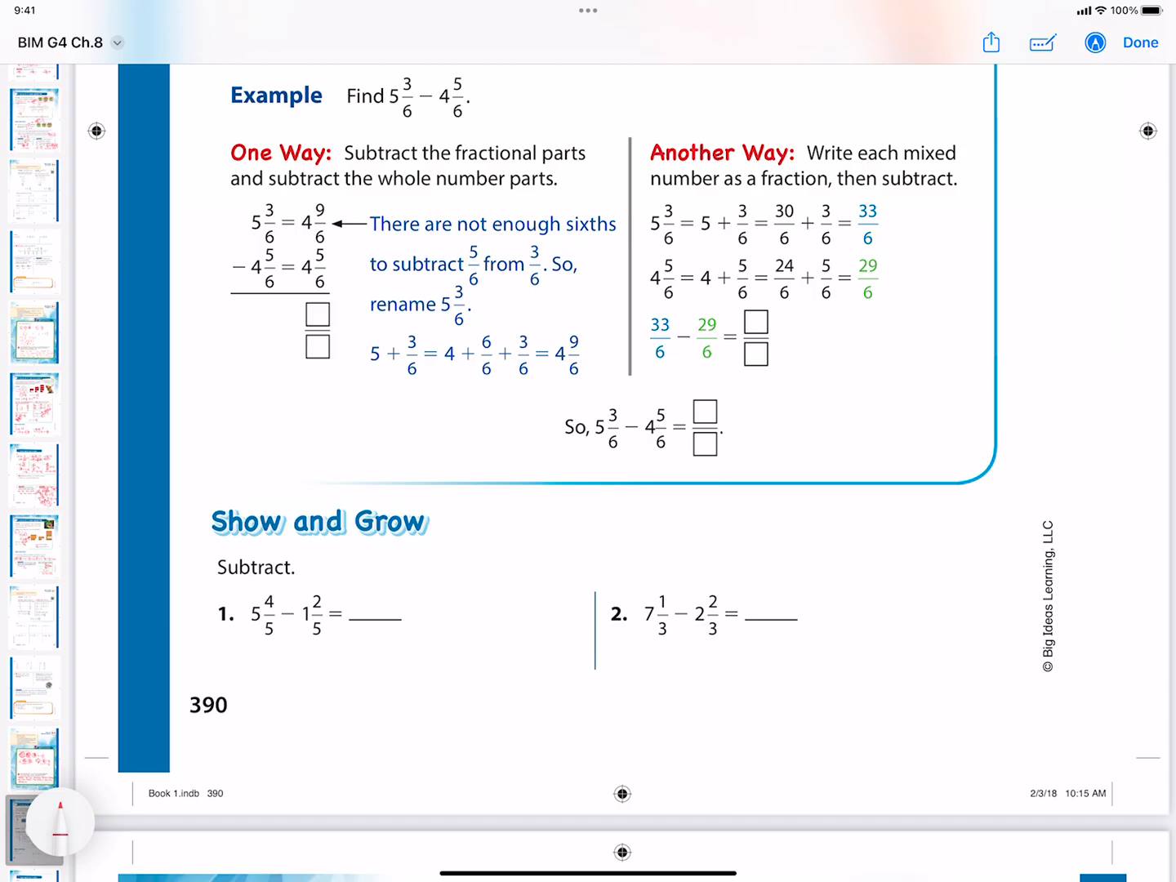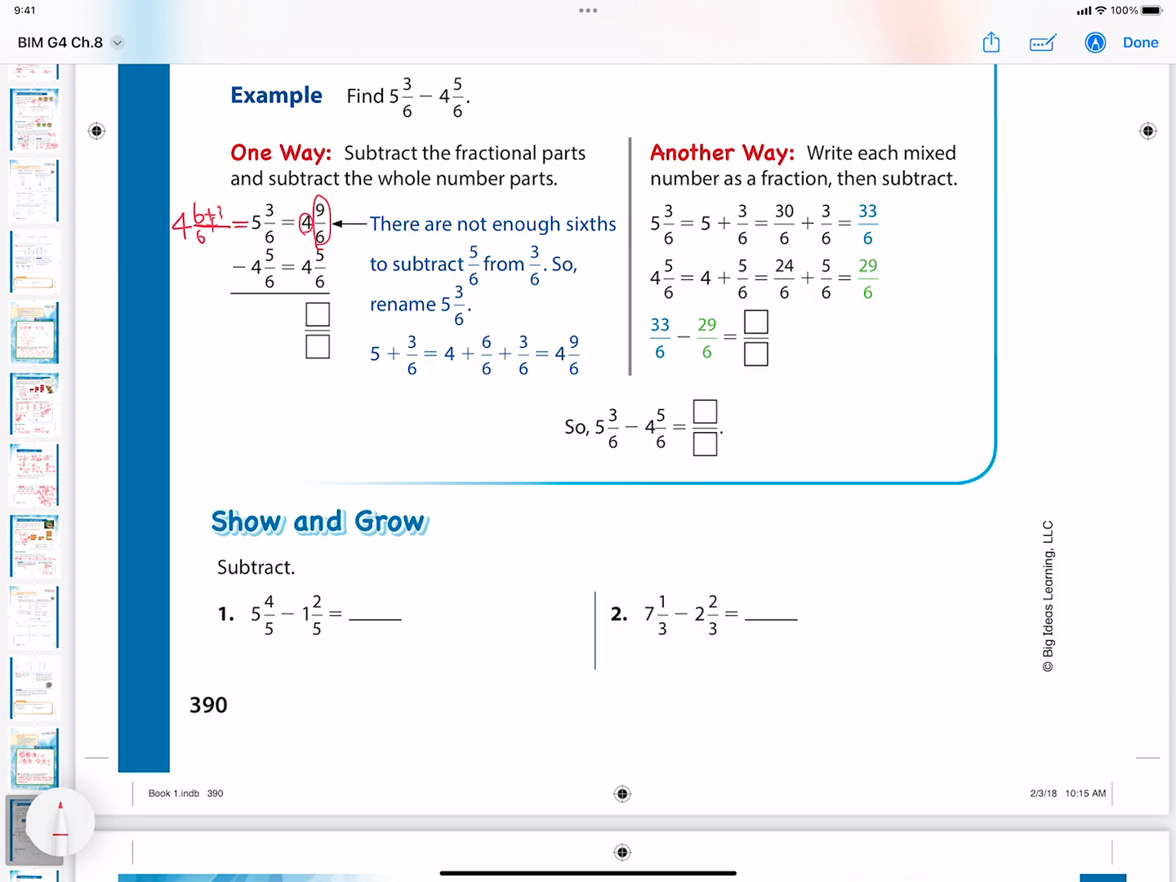So they rename this fraction as what? This 5 and 3 over 6, from 5 and 3 over 6 to what? 4 and 9 over 6. How? Because this 5 and 3 over 6 is equivalent to what? 4 and, yes, 6 over 6 plus 3 over 6, which means what? 6 plus 3 over 6, which is what? 9 over 6, and 4 is the whole number.